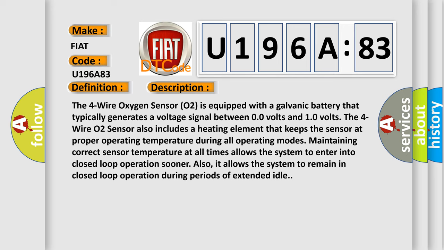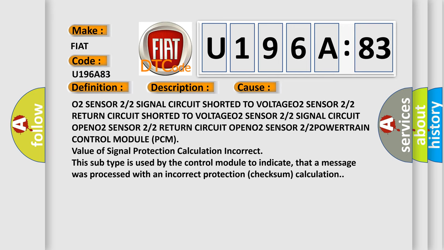This diagnostic error occurs most often in these cases: O2 sensor 2 signal circuit shorted to VOLTAGE, O2 sensor 2 return circuit shorted to VOLTAGE, O2 sensor 2 signal circuit OPEN, O2 sensor 2 return circuit OPEN, O2 sensor 2 POWERTRAIN control module PCM value of signal protection calculation incorrect. This subtype is used by the control module to indicate that a message was processed with an incorrect protection checksum calculation.